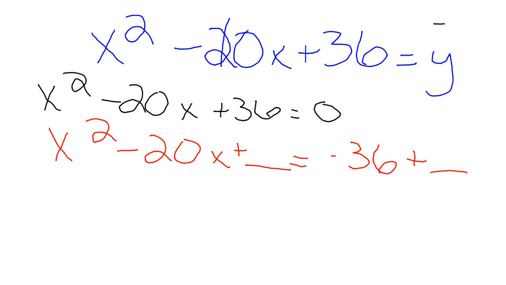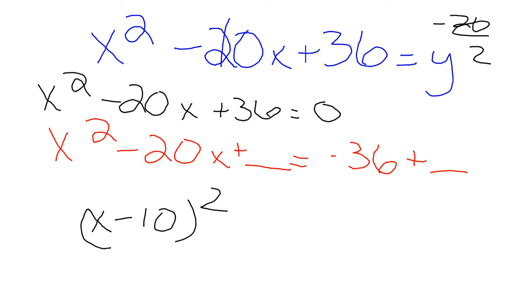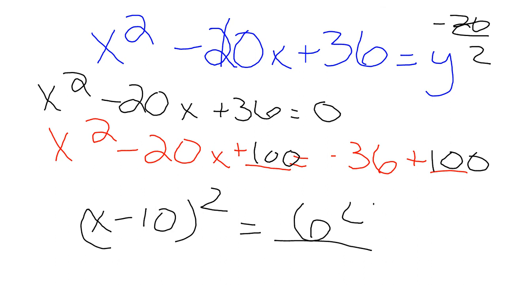We're going to take negative 20 divided by 2, which is a negative 10. So I'm going to have x minus 10 quantity squared equaling a blank. 10 squared is 100, so we're going to add 100 to both sides. We get a negative 36 plus 100. If we add those together, that's a positive 64. So now we need to solve this. So we're going to take the quantity of x minus 10 squared equaling 64.